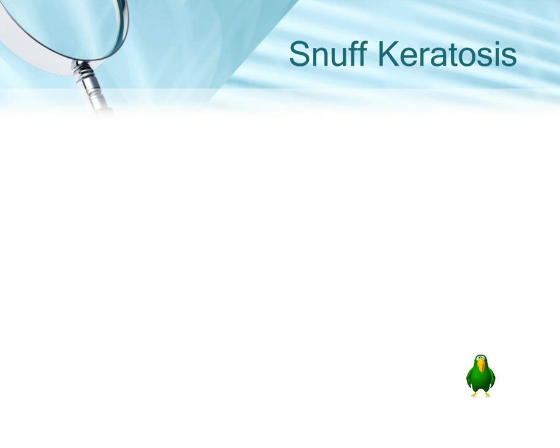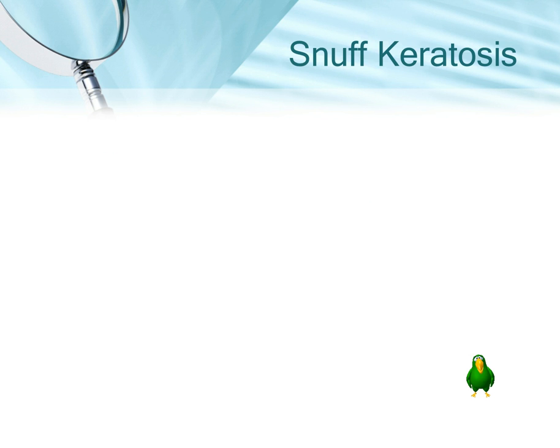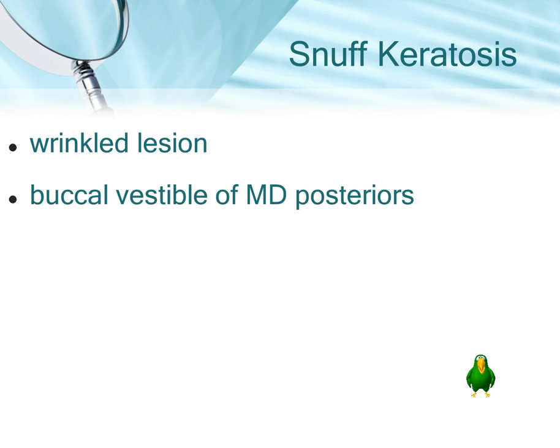Snuff keratosis is an asymptomatic white lesion that's created when a person places smokeless tobacco onto the oral tissues. The chemicals within the tobacco irritate the tissue and create a tissue change. The common appearance for snuff keratosis is a leukoplakic, wrinkled lesion. The most common area to see this lesion is the buccal vestibule of the mandibular posteriors.